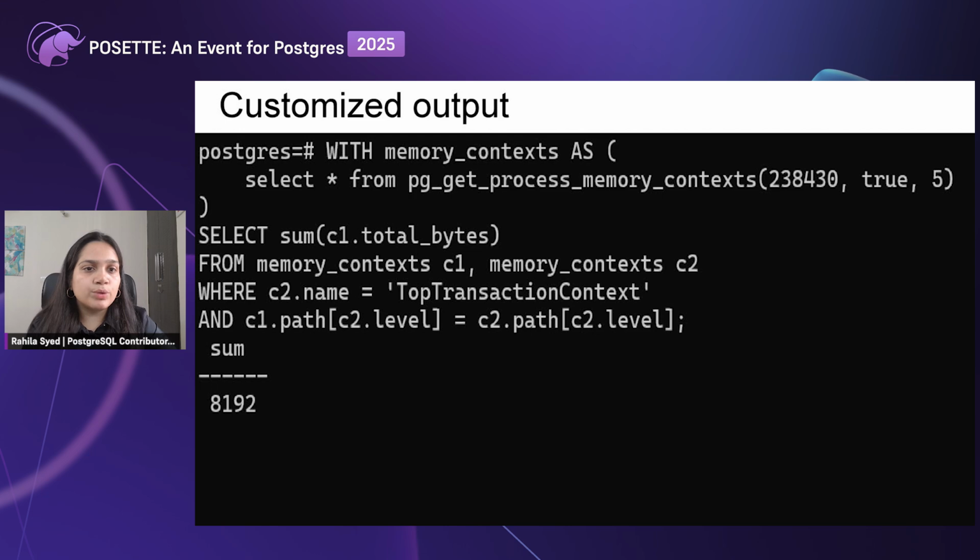This is a customized output which tells you how many total bytes have been occupied by a particular context and all the children under that context.